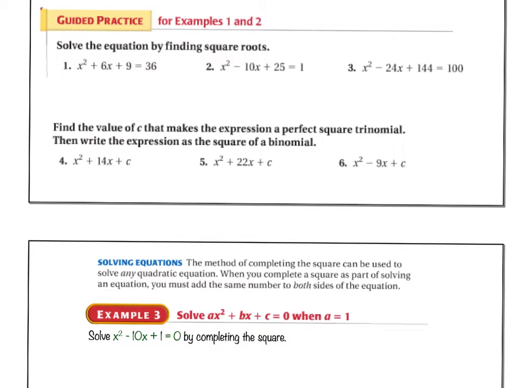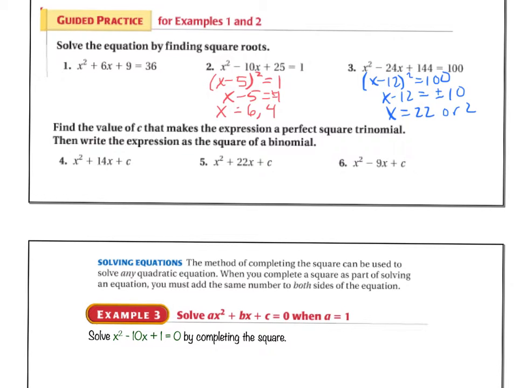All right, in the next example I want you to do alone. That's a perfect square trinomial already, so go ahead and solve that using the square root method. Pause the video. And there are your answers for 2 and 3.